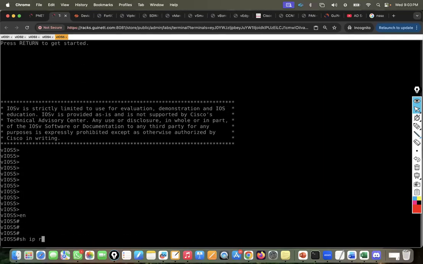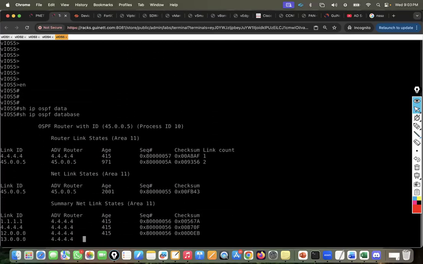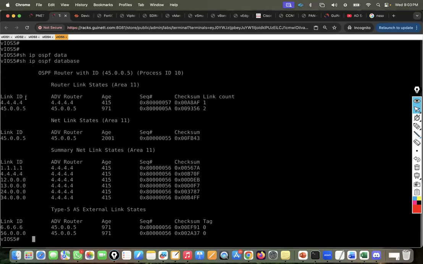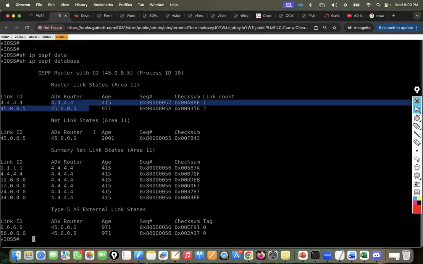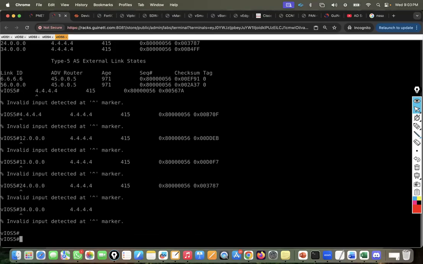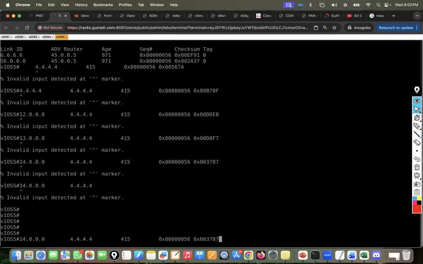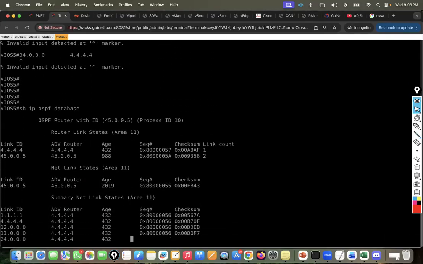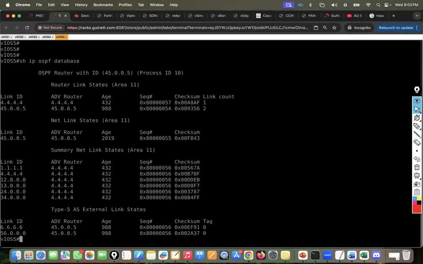Show IP OSPF database. And you're going to find all LSAs: router LSA, net link LSA, summary LSA. You can see a lot of summary LSAs we are getting. And now we have the external LSA. Why is it not giving the LSA 4? Because he himself is the ASBR. I think LSA 4, he himself is the ASBR, so it is not giving that. Because it's a directly connected network, so why would it give the external route information?